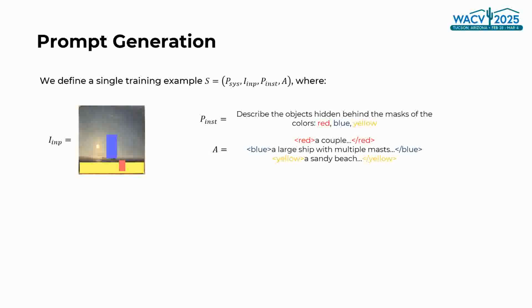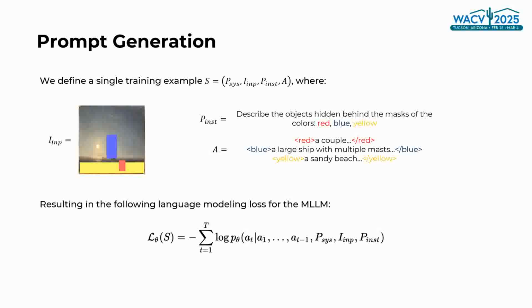The ground truth consists of object descriptions with color delimiters, arranged in the same order as the colors in the instruction prompt. The objective is to minimize the language modeling loss for each ground truth token, conditioned on the preceding tokens, the system and instruction prompts, and the corrupted image.